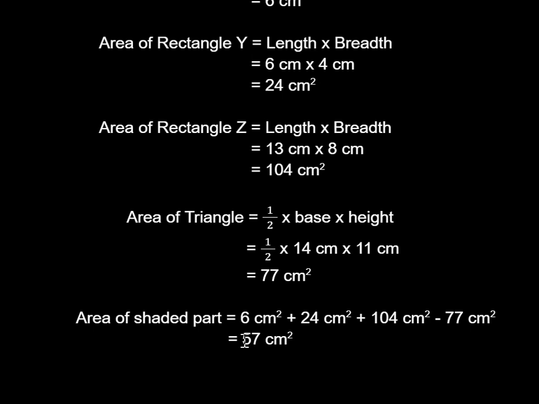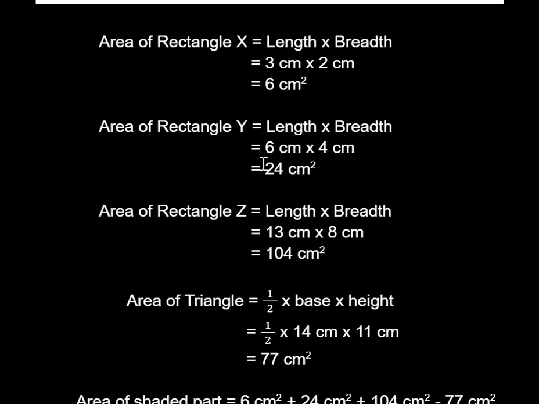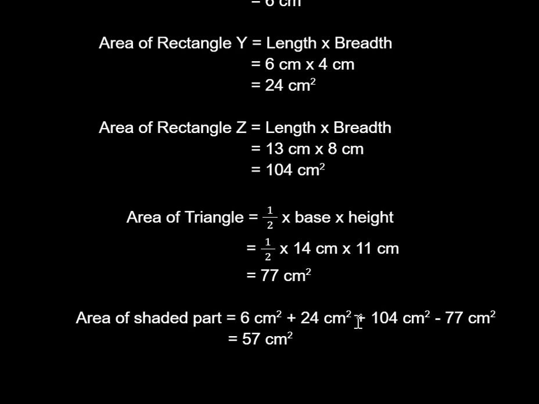So for the area of the shaded part, I just need to sum up these three rectangles: 6 plus 24 plus 104. Subtract away 77 for the triangle, and the answer is 57 centimeters squared.